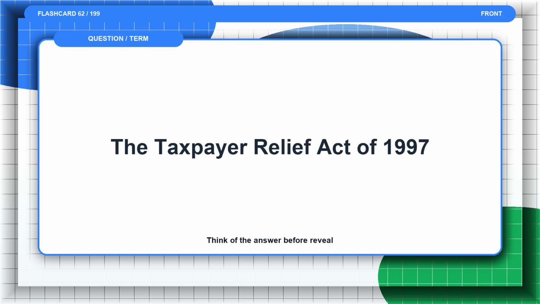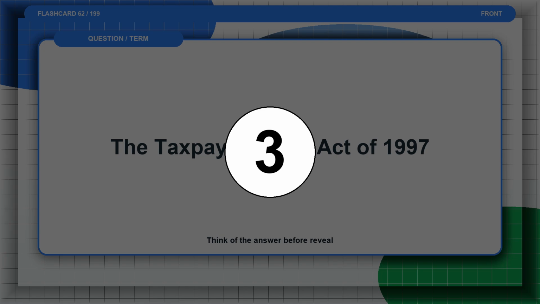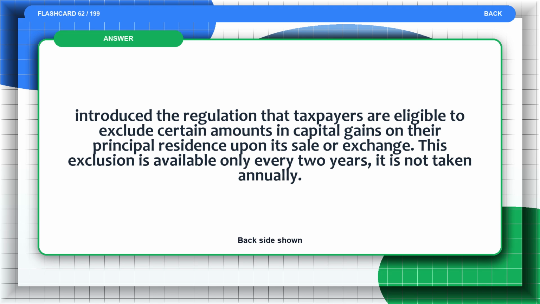Flashcard 62. The Taxpayer Relief Act of 1997. Pause and think of the answer before the reveal. The answer is it introduced the regulation that taxpayers are eligible to exclude certain amounts in capital gains on their principal residence upon its sale or exchange. This exclusion is available only every 2 years, it is not taken annually.